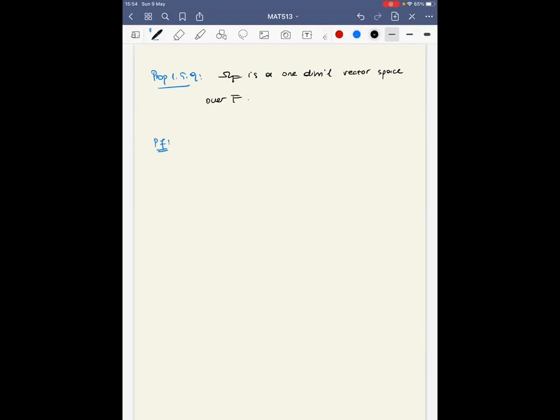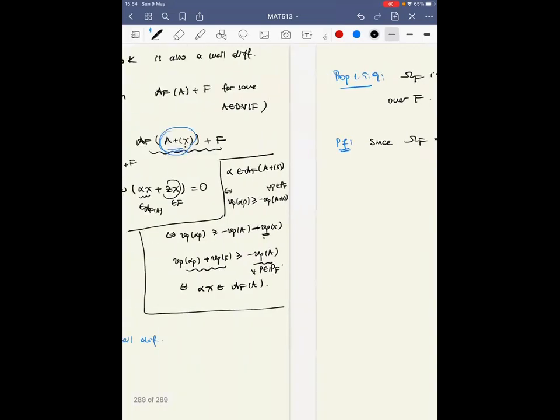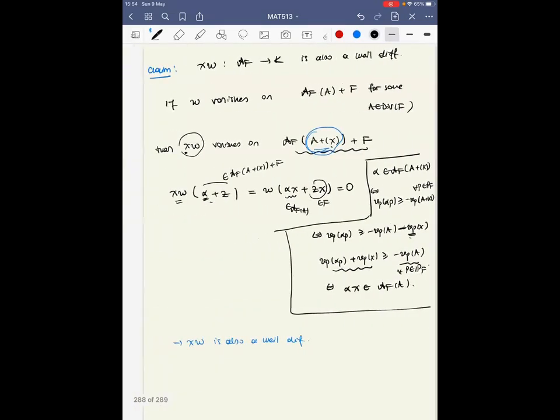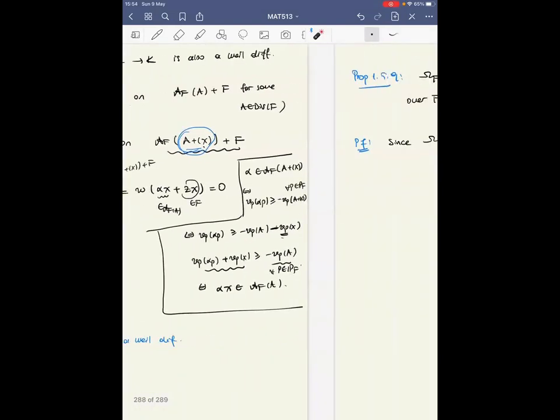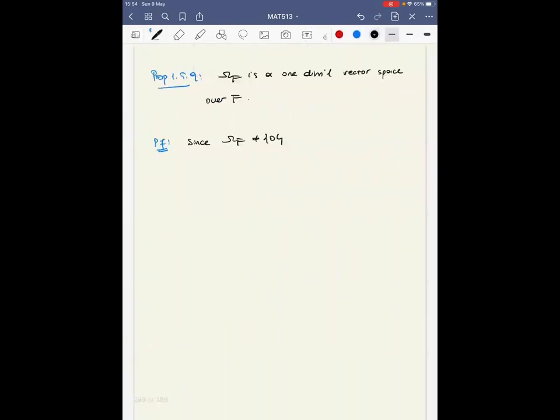And first, let me note that since this Weyl differential space is a non-trivial space, as we have observed here, it is possible to choose a non-zero differential omega 1.